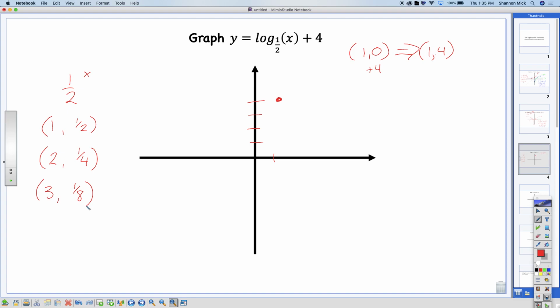Okay, so this is for this, but I want log. So what is it for the log? It's going to be one half, one. One fourth, two. One eighth, three. Okay.